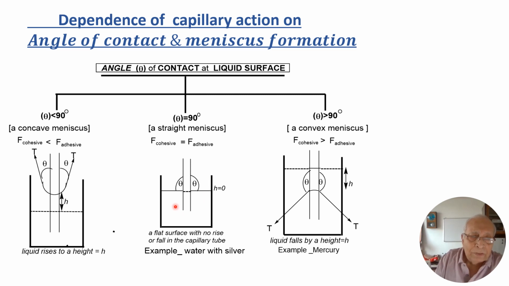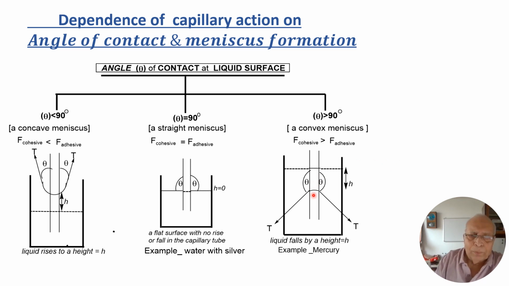Then if the angle of contact is just 90, we get a flat surface. The liquid doesn't rise up or fall down from the surface of the liquid, and the angle of contact is 90. Of course, a flat surface with no rise or fall in the capillary tube is a rare case. One example can be quoted: when we take pure water in a pure silver container, we find that the surface is flat.